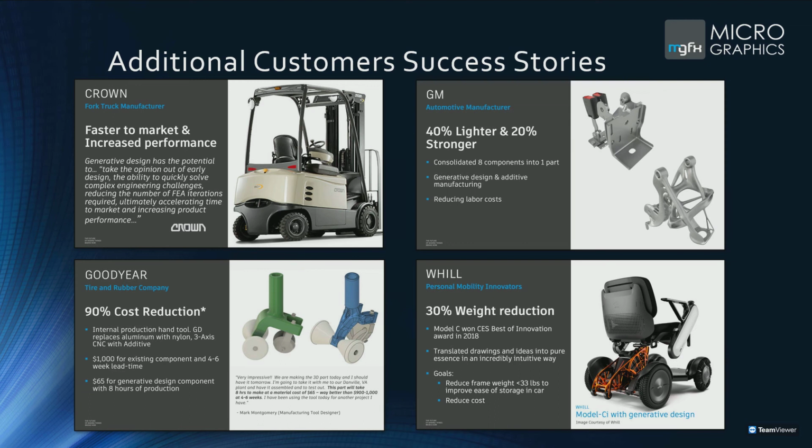Another one worth looking at is Goodyear, bottom left. This is quite an eye-opener. They have an internal production hand tool, a tool that is used when laying rubber down on the tires. They replaced aluminium with nylon and 3-axis machining with additive. They took a $1,000 piece of aluminium that took 4 to 6 weeks lead time to machine and create, and reduced it down to a $65 nylon part, which printed in 8 hours to get it ready for production. So, a huge reduction in cost and lead time in that example.